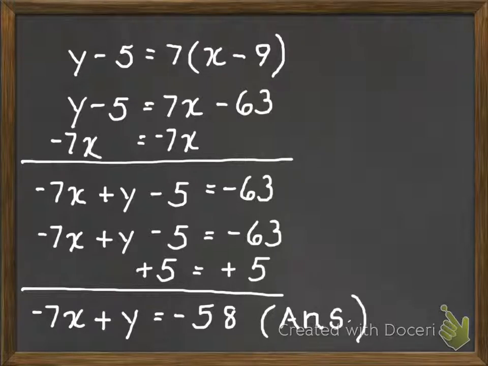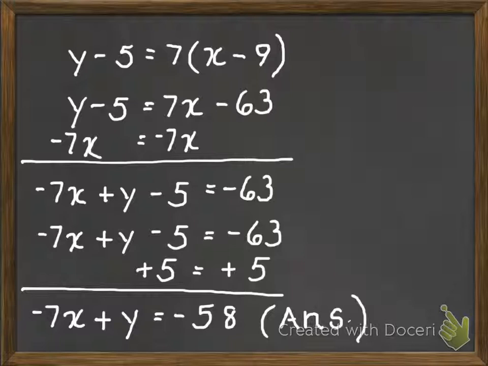For the remainder of the problem, we just rearrange the point-slope form, with the slope and the point plugged in, into standard form, ax plus by equals c. On the right side, we distribute to get rid of the parentheses. Take the 7x away from both sides to collect the variable terms on the left side. And finally, add that 5 to both sides so that all the constants are on the right side. So we have minus 63 plus 5 is minus 58. The answer for this question is minus 7x plus y equals minus 58.